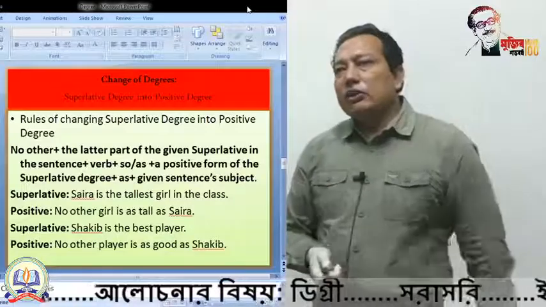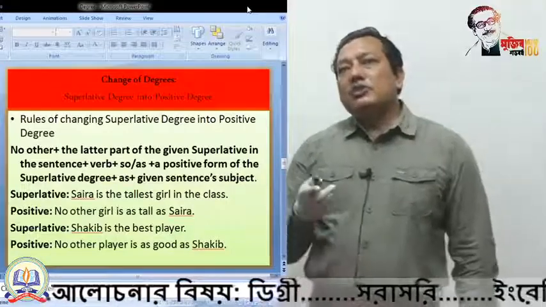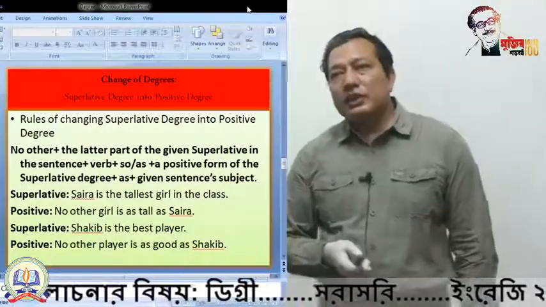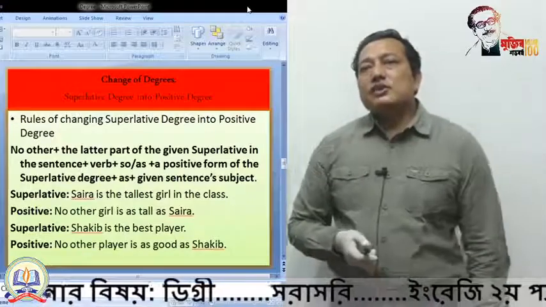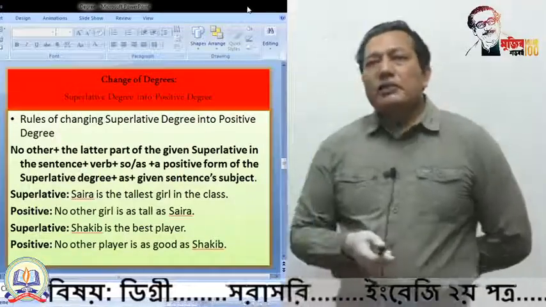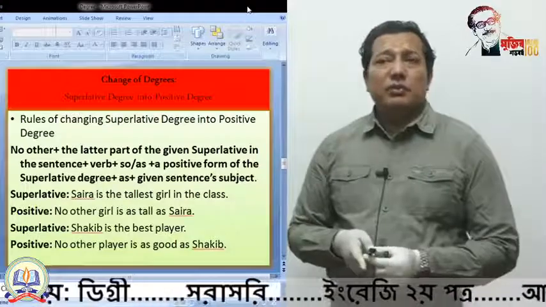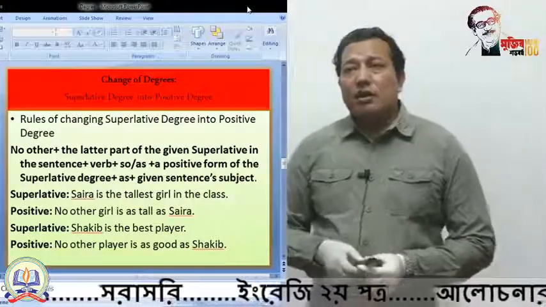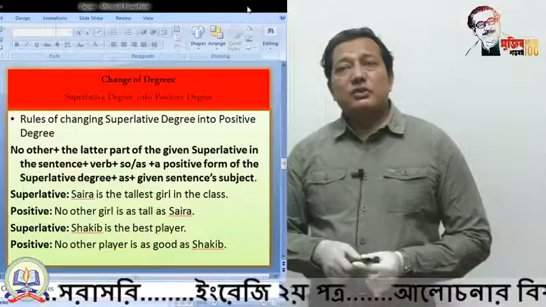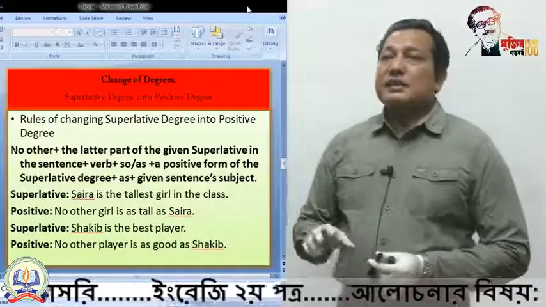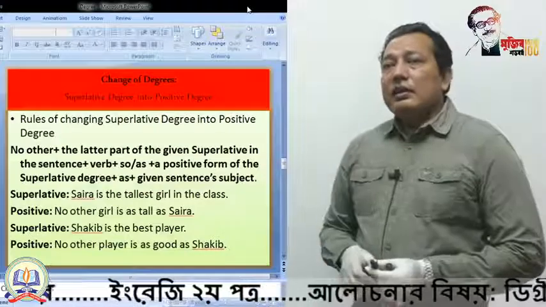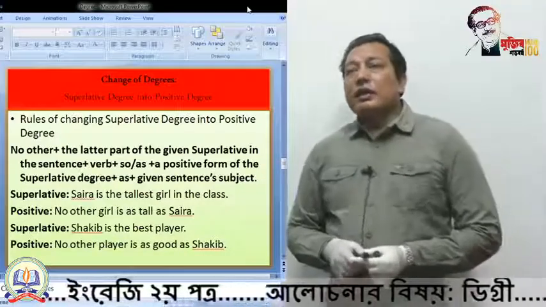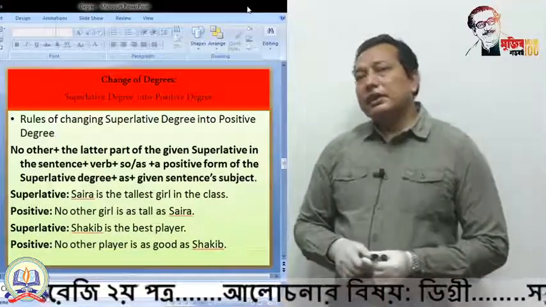And here you are getting the system of changing from superlative degree to positive degree. At first you have to use no other, then the later part of the given superlative in the sentence, then verb plus so or as, plus the positive form of the superlative degree, plus as, plus the given sentence subject. Like Saira is the tallest girl in the class. Here you are getting the positive form.